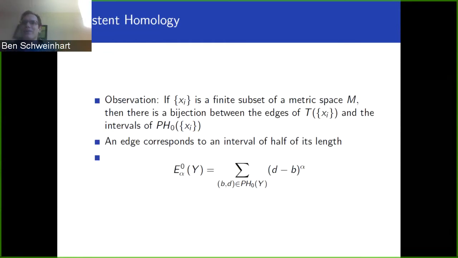Okay. So this presents an obvious generalization, which is that here we have the 0, we can just turn this into an i. And so we say that the alpha weight of the ith dimensional persistent homology of a subset of a metric space is the sum over all the bounded intervals in the ith dimensional persistent homology of the death minus birth to the alpha. Okay?